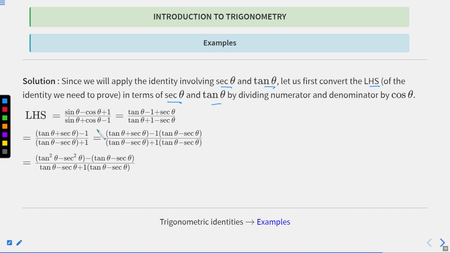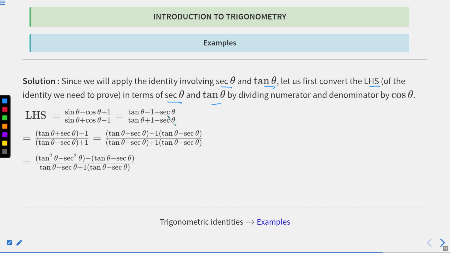Okay, so in the left hand side we have sin theta minus cos theta plus 1 divided by sin theta plus cos theta minus 1. So here we have to write this in terms of tan theta and sec theta, so basically we divide numerator and denominator by cos theta. So this is equal to tan theta minus 1 plus sec theta divided by tan theta plus 1 minus sec theta. Okay, and this is equal to tan theta plus sec theta minus 1 divided by tan theta minus sec theta plus 1. So basically we rearrange this and we get this.